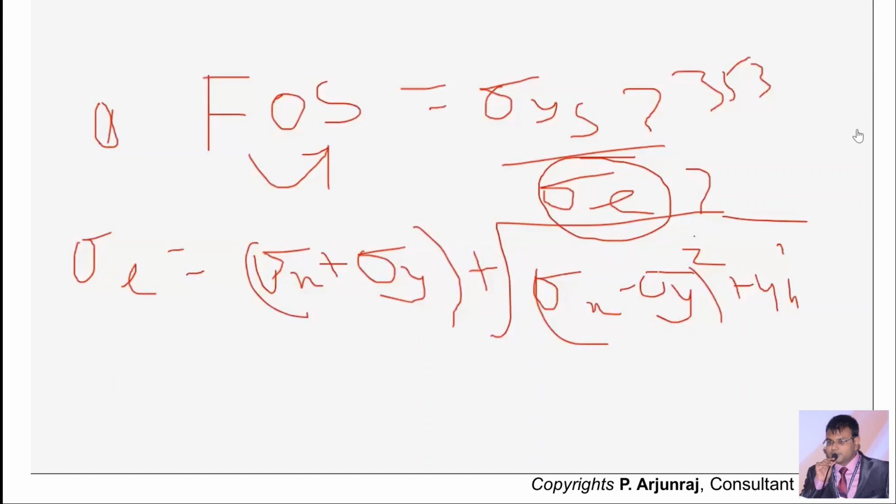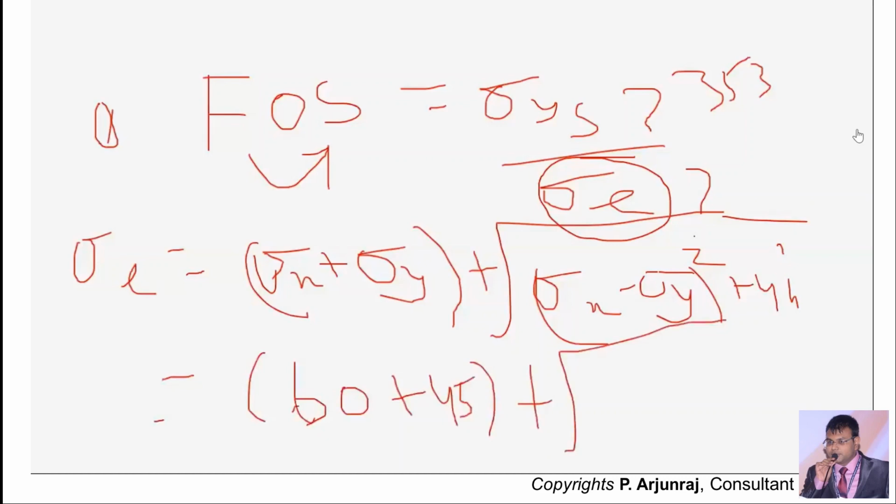Considering this, sigma x is 60 and sigma y is given as 45 as per the problem, plus root of 60 minus 45 the square, which I'm just writing as 15 square, plus 4 into tau xy square, which is 30 square. You can tell the values, how much you are going to get. So it is going to be 105.